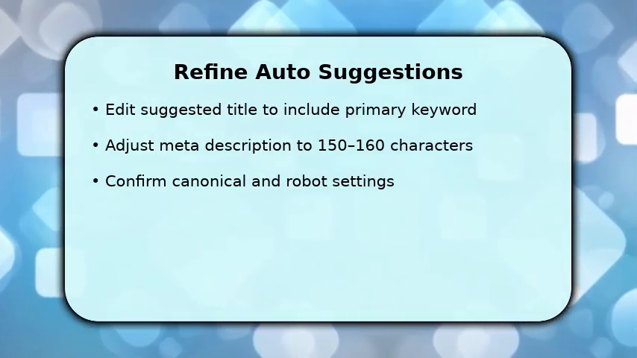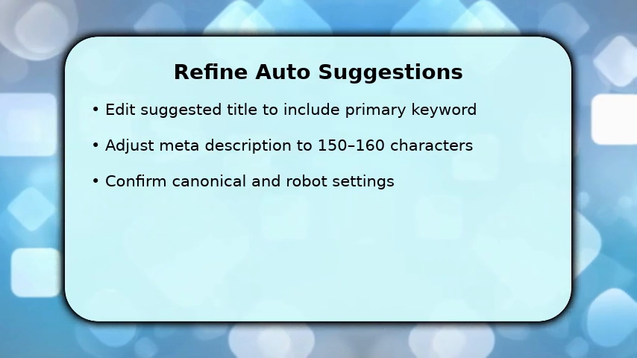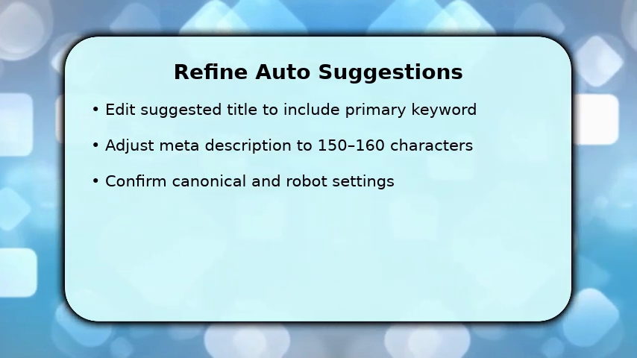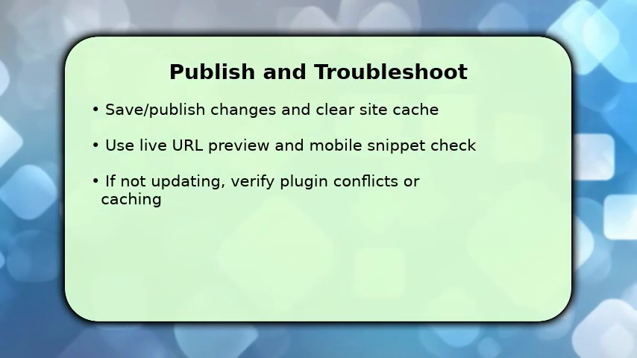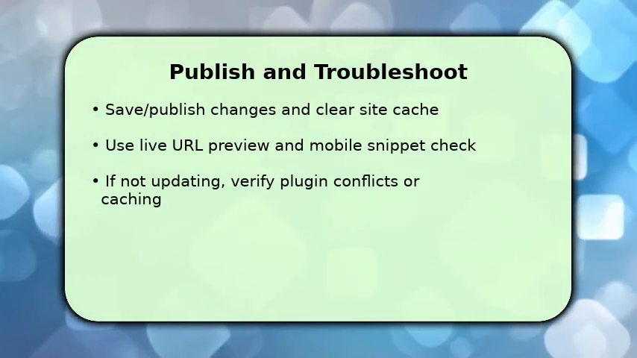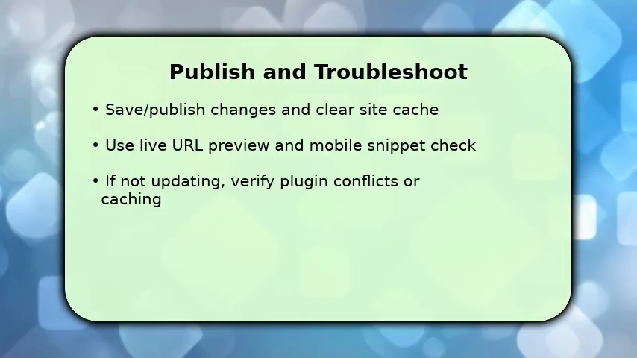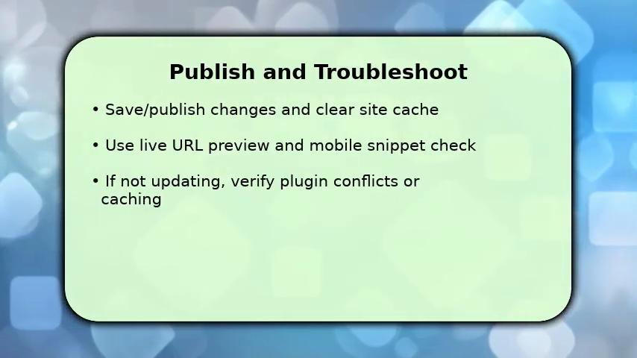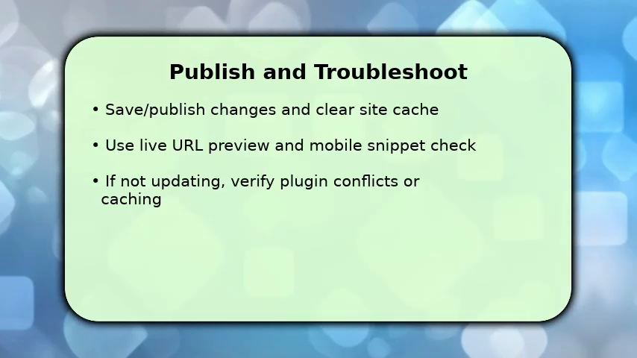Make incremental edits and preview changes. Publish your updated meta and clear any caching layers so search engines see the change quickly. After publishing, validate the live URL preview and check the mobile snippet. Look for truncation or missing keywords.